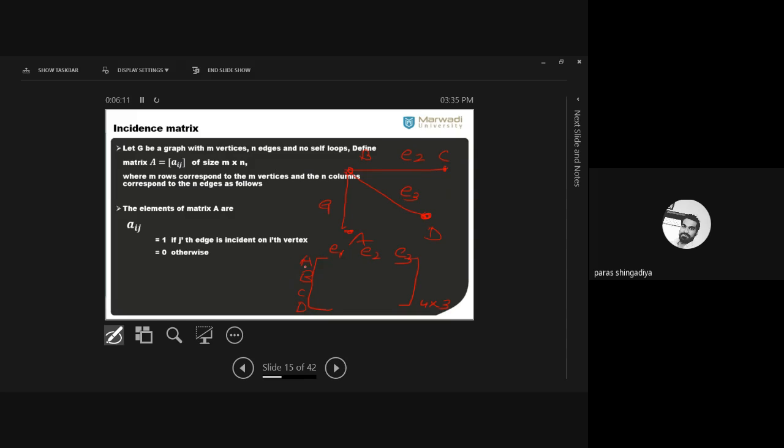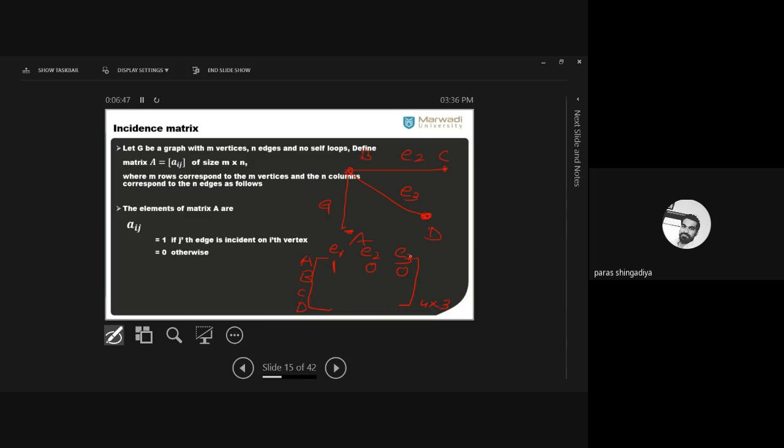So start with A and check its connection with all the edges, meaning check its incidence relation with all the edges. First is E1. A and E1 have an incidence relation, so here we'll put a 1. A and E2 are not incident, so here we'll keep 0. A and E3 are not incident, so here we'll put a 0. So here it is: 1, 0, 0.